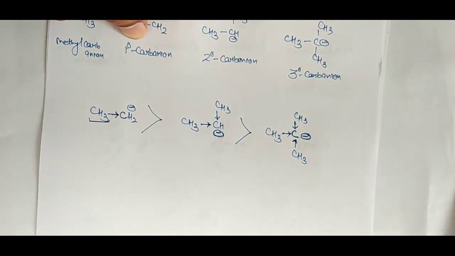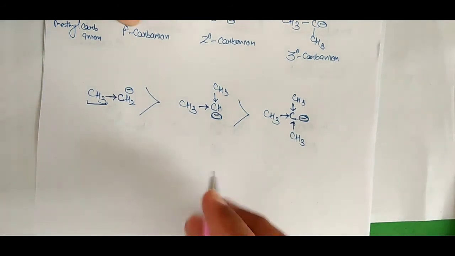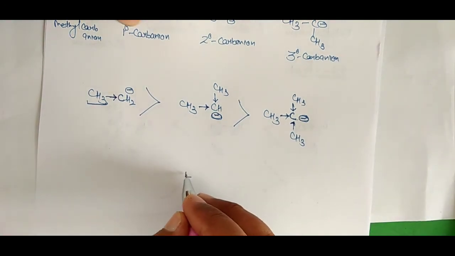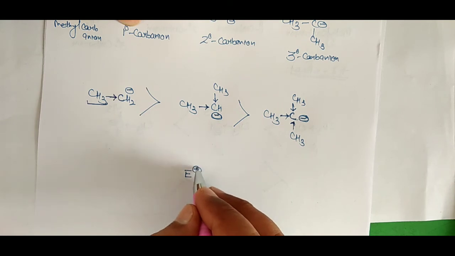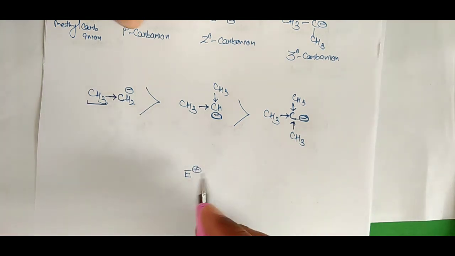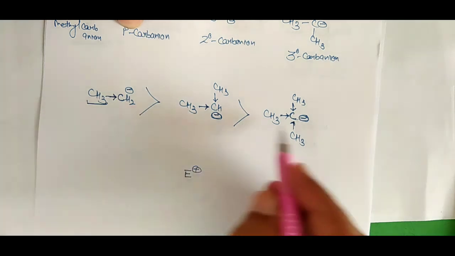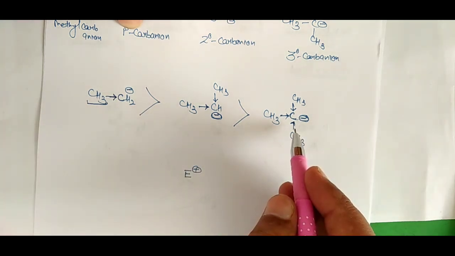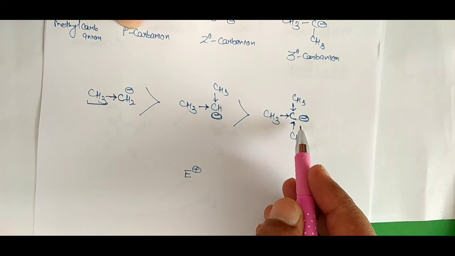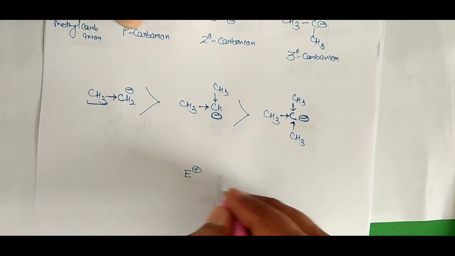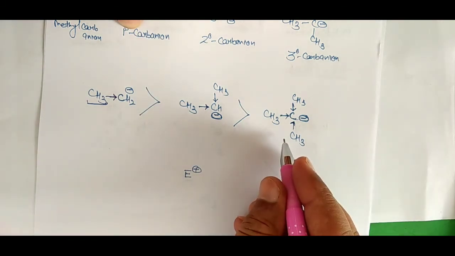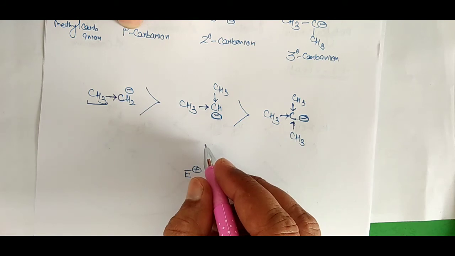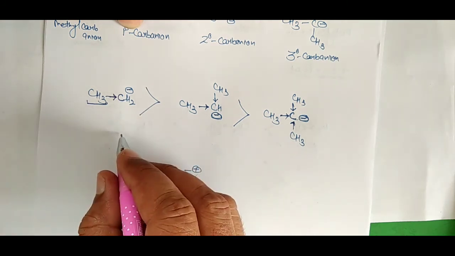And if we talk about that here, we have an electrophile. Let E stand for an electrophile. Friends, if we have this electrophile, then among these three, with which can the electrophile react fast? In the case of tertiary, because in the case of tertiary, the intensity of the negative charge is more here. So therefore, the reactivity of this tertiary carbanion will be more than that of the secondary, and the secondary will be more active than the primary carbanion.